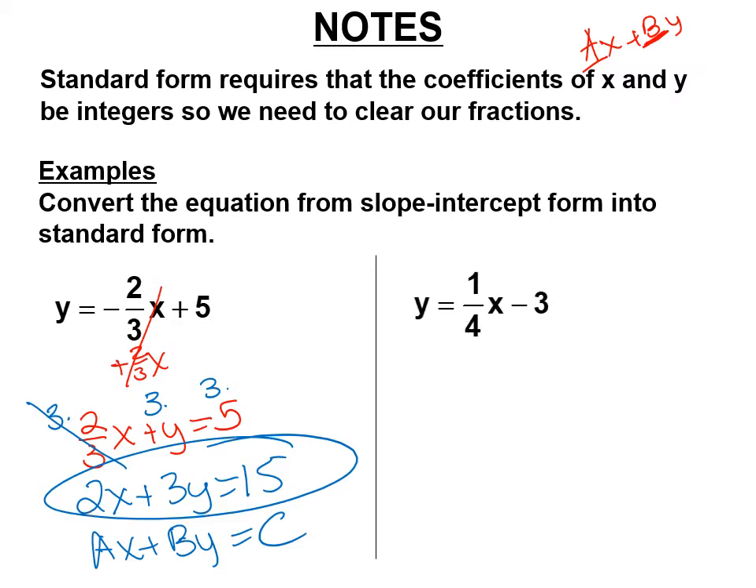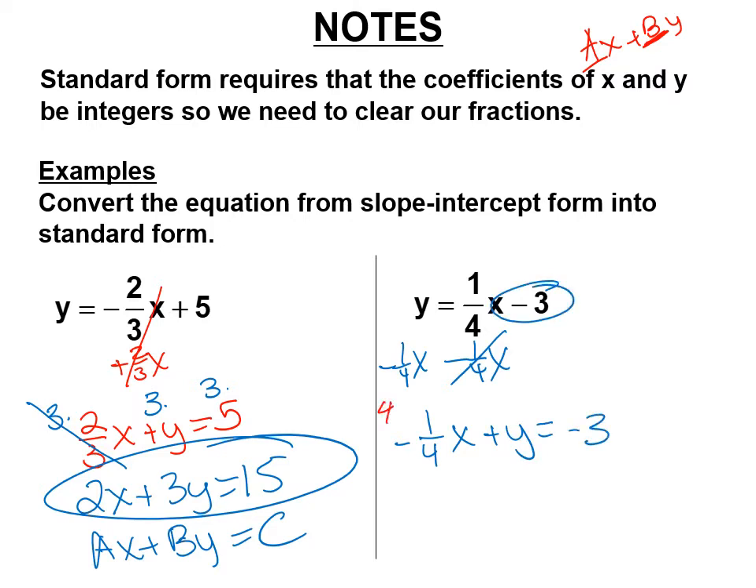All right, let's do that again. So we're going to subtract 1/4 x from both sides. We're going to put the x first, just because we know where we're headed. Negative 1/4 x plus y equals negative 3. We're going to clear our fraction by multiplying everything by 4 here. I'm going to do it by 4, but in the next screen I'm going to do something a little different. So we're going to cancel those, and we're going to get negative x plus 4y equals 12.